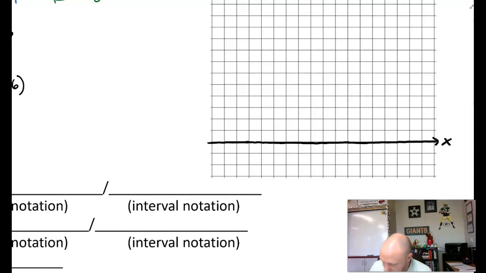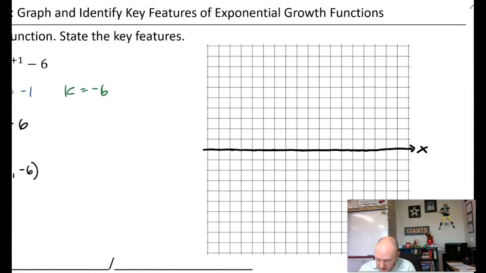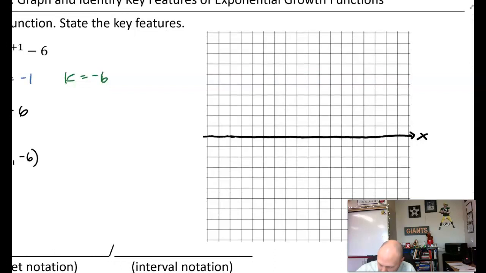Okay, here's my x-axis. I'm going to start, actually I don't want to start that low. I want to start up higher because I have to shift down 6. So I'm going to start up here. Here's my x. And then my y value, I'm shifting left 1, so it doesn't matter too much. Okay, here's my y-axis. And then I'm going to go ahead and plot my origin.